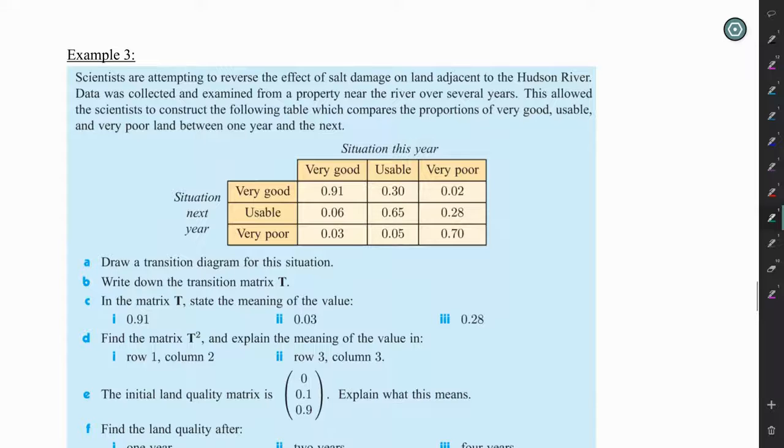Example 3. Scientists are attempting to reverse the effect of salt damage on land adjacent to the Hudson River. Data was collected and examined from a property near the river over several years. This allowed the scientists to construct the following table, which compares the proportions of very good, usable, and very poor land between 1 year and the next. Draw a transition diagram for this situation.